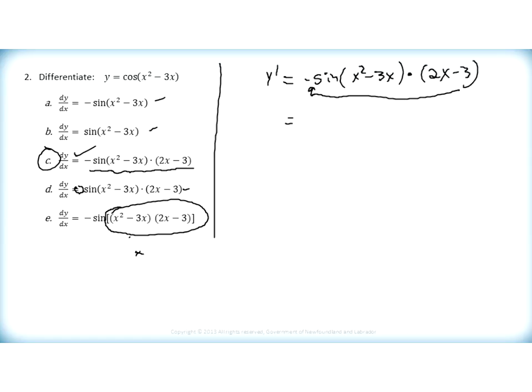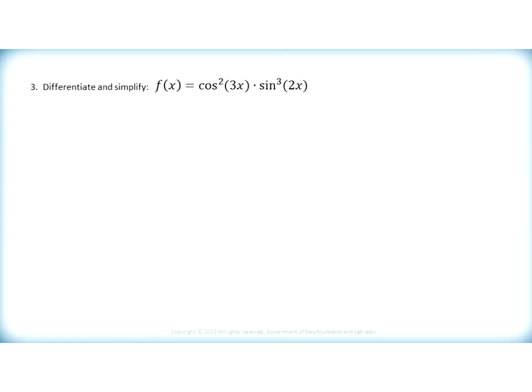Okay, we got one more to do? All right, let's do it. Woof, this looks fun. So we've got f of x equals cosine squared of 3x times sine cubed of 2x. A little switcheroo on those numbers. I'm going to start way over here on the left because I'm betting this is going to be one heck of a long derivative. So let's get at it.